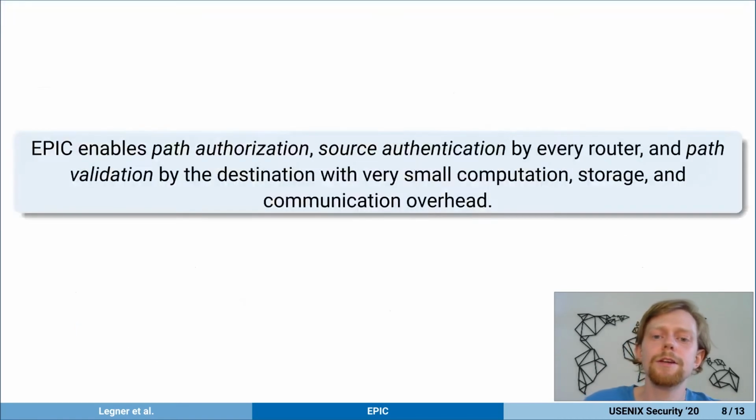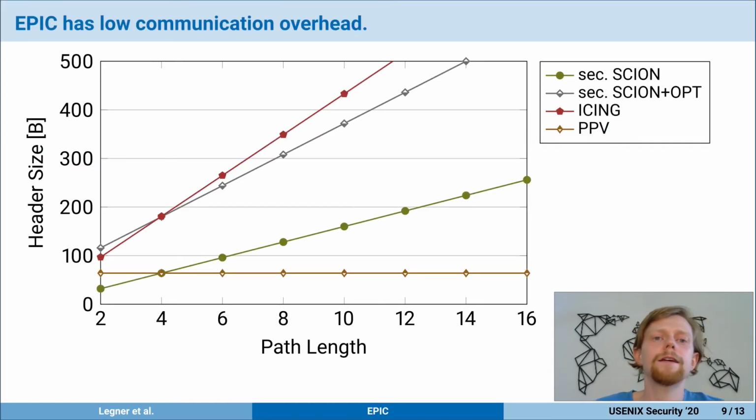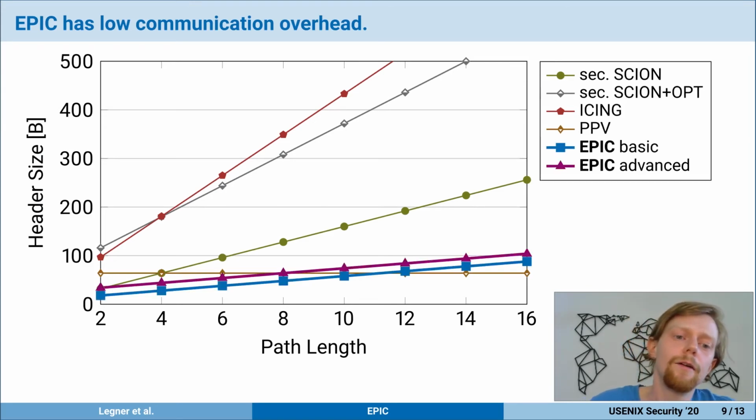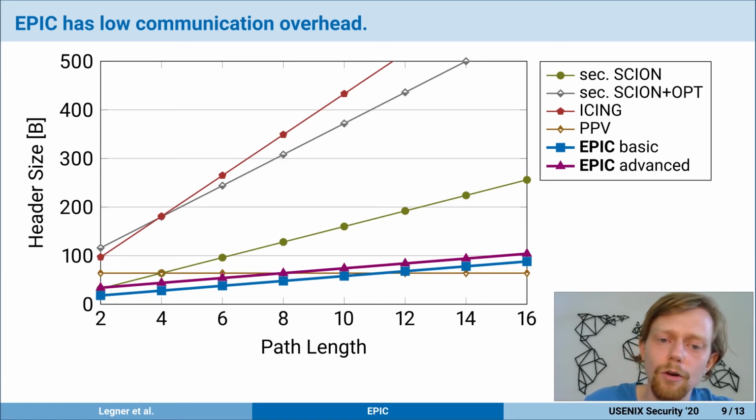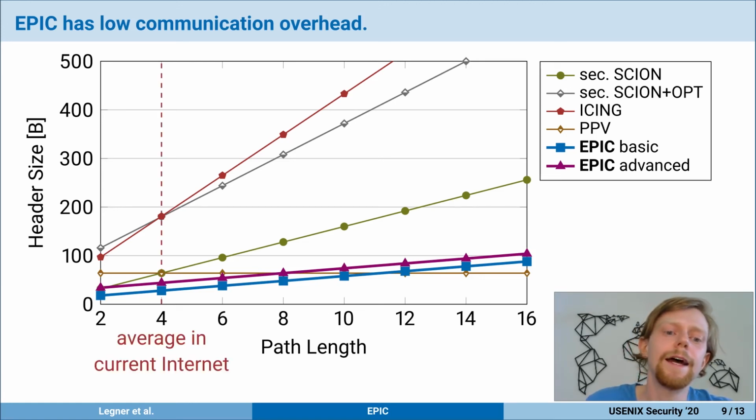So the main message that I want you to take home is that EPIC enables path authorization for autonomous systems, source authentication for all routers, and path validation for the endpoints, while only having small computation, storage and communication overhead. We evaluated this communication overhead of EPIC and compared it to previously proposed systems, where EPIC performs very well. For both variants of EPIC that we propose, the overhead is lower than in comparable systems, and it is very low for currently typical path lengths in the internet.